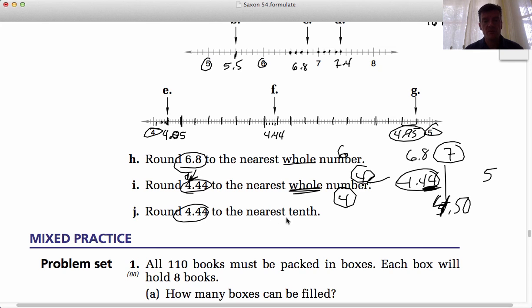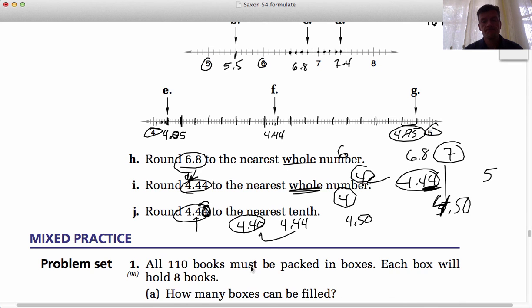Round 4.44 to the nearest tenth. Well, this 4, the middle 4, is your tenth. And again, that 4 after it is not 5 or greater, so you're going to round this off to just 4.4. Okay? Because 4.44 would be closer to 4.4 than it would be to 4.5.